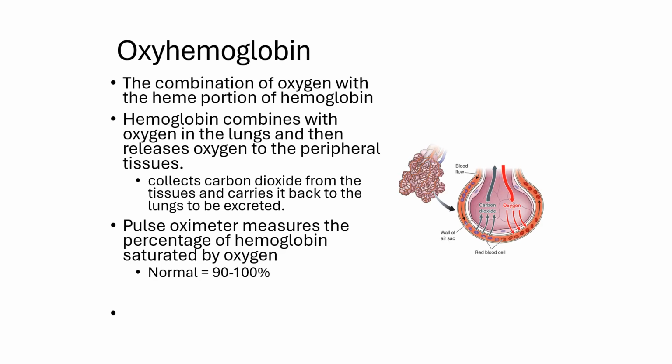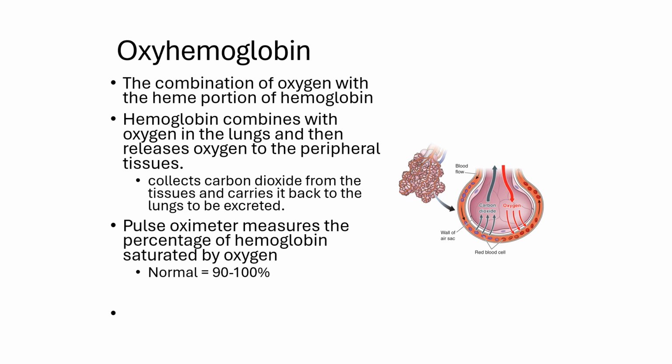Oxyhemoglobin is basically the combination of oxygen and the heme portion of hemoglobin. Hemoglobin combines with oxygen in the lungs and then releases the oxygen to the peripheral tissues. It then collects carbon dioxide from the tissues and carries it back to the lungs to be excreted. So it's kind of like a transport system where I'm giving oxygen to the tissues that I need to give it to, and then I'm taking away the carbon dioxide.